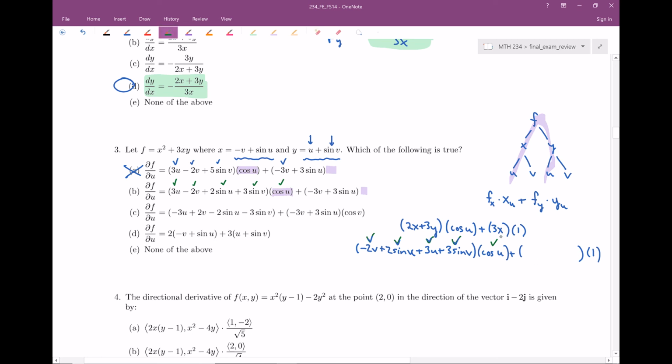This is supposed to be 3x. I know that for sure. So, okay, 3x is going to be negative 3v plus 3 sine u. Negative 3v plus 3 sine u. Okay, so let's double check. Negative 3v, 3 sine u. All right, that looks good. I am happy with B.